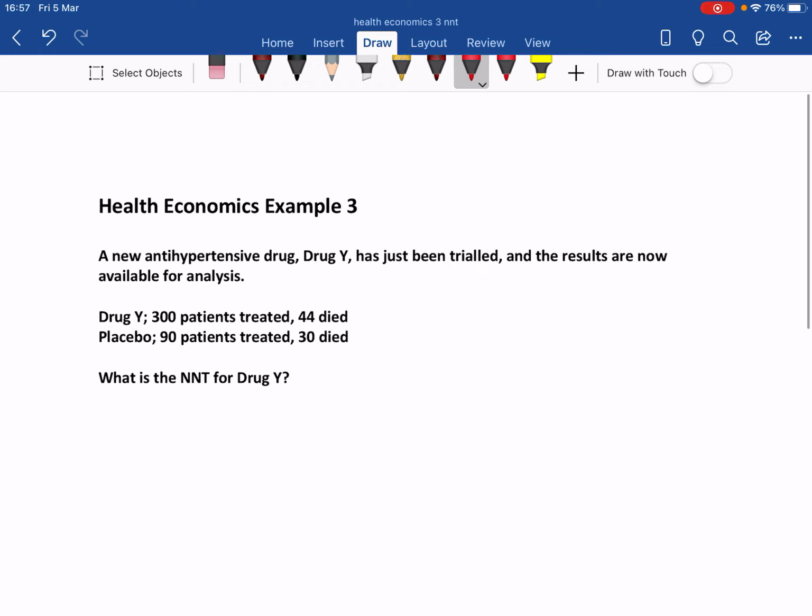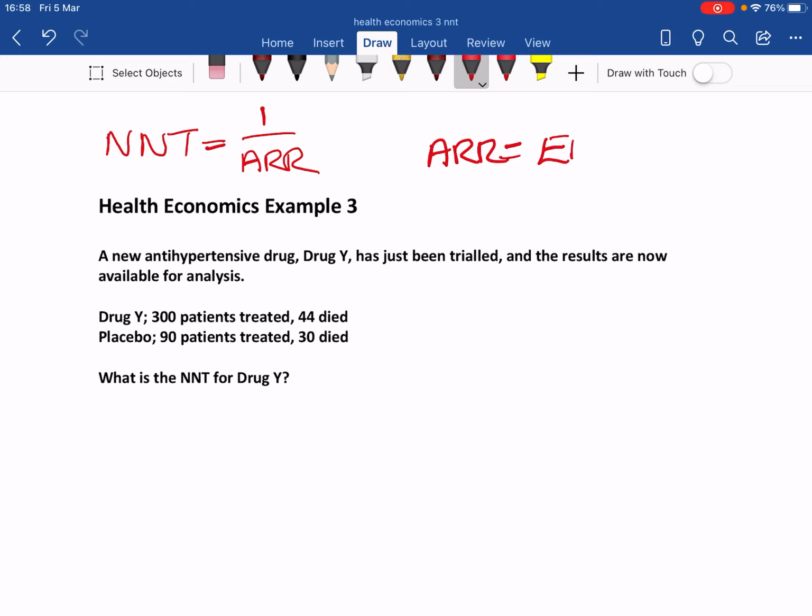The first one is that the number needed to treat is equal to 1 divided by the absolute risk reduction. And the absolute risk reduction is equal to the event rate in the control group, ERC, minus the event rate in the treatment group, ERT.